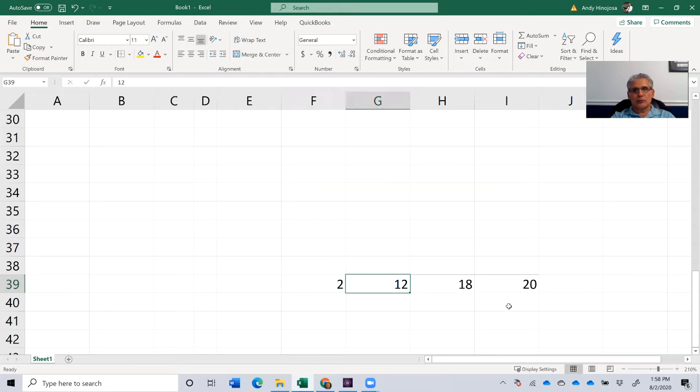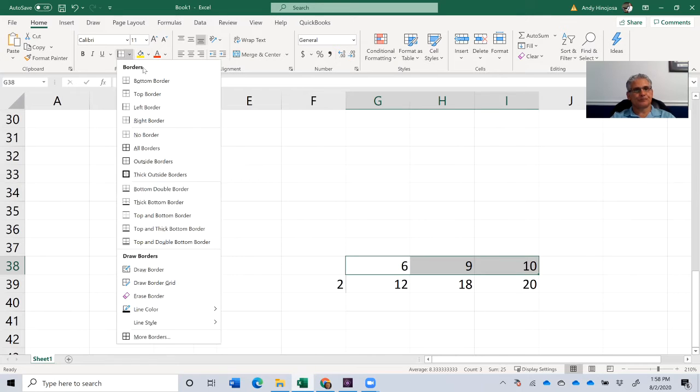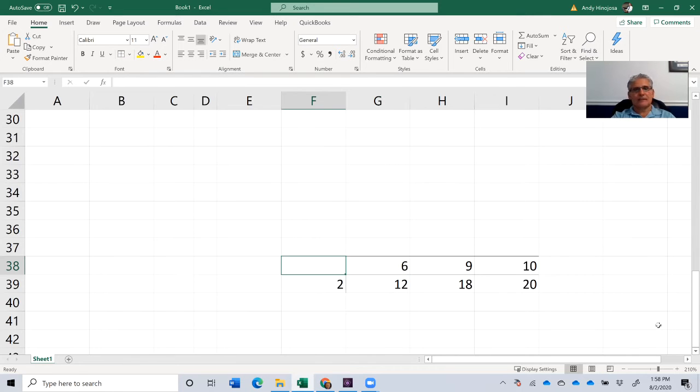So 2 goes into 12 how many times? 6 times. 2 goes into 18 how many times? 9 times. 2 goes into 20 how many times? 10 times. And we're starting to build our tree. And we're going to repeat this. We're going to stay with the prime number 2 because that is the lowest prime number, and then repeat the question.